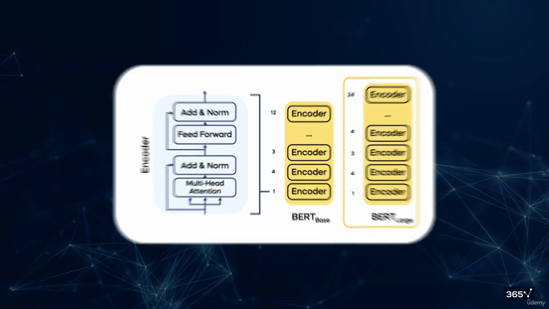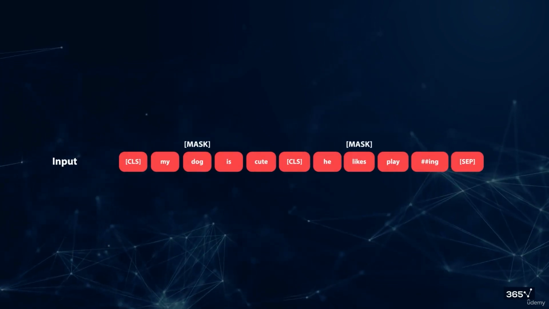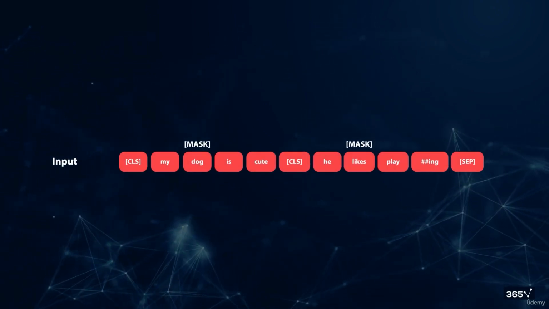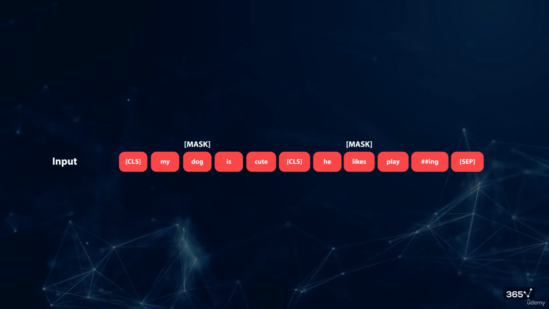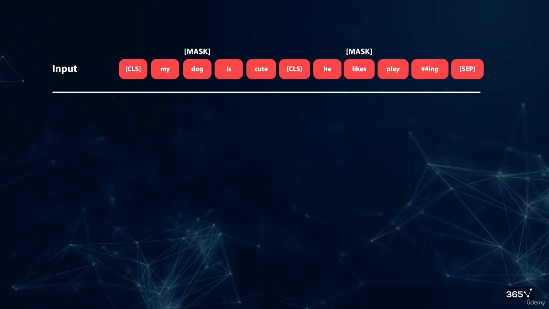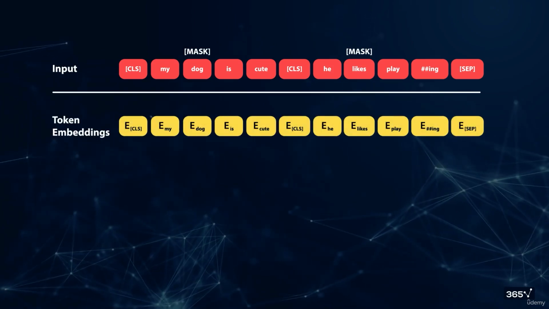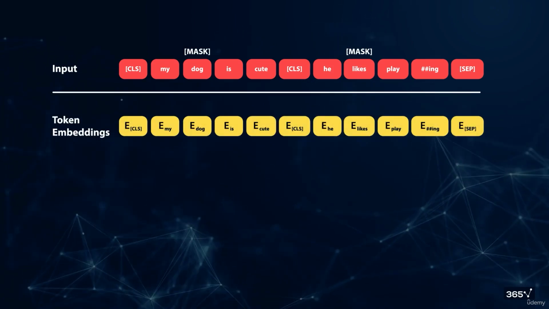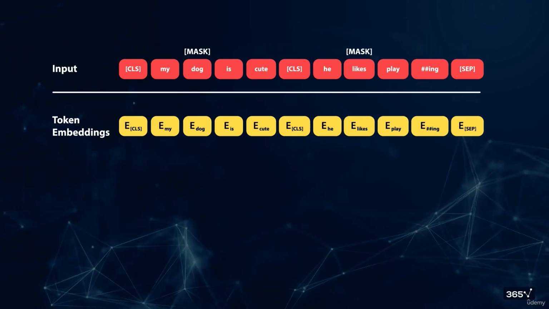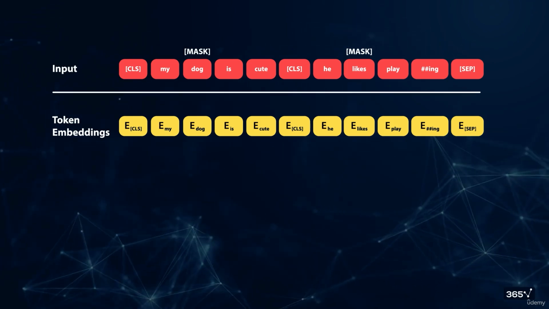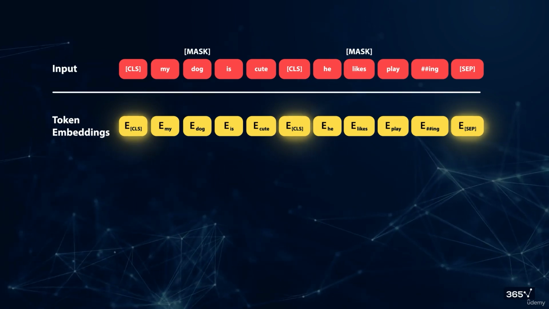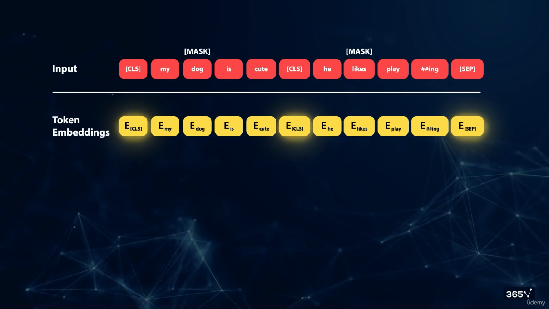BERT's input is tokenized text, and each token is represented as an embedding vector. For each of the input tokens, BERT converts this into three types of embeddings. The first is token embeddings. These are the standard word embeddings for each token to convert them into a meaningful numerical representation. The special tokens, CLS and SEP, are also added at the beginning and end of sentences.